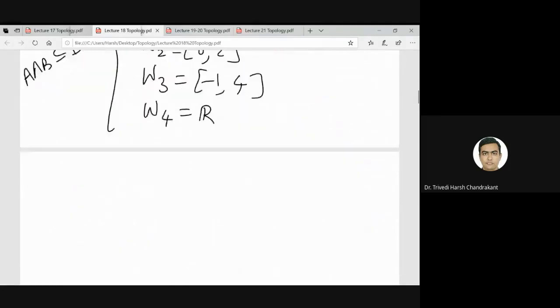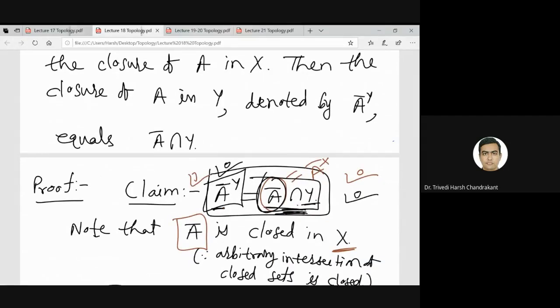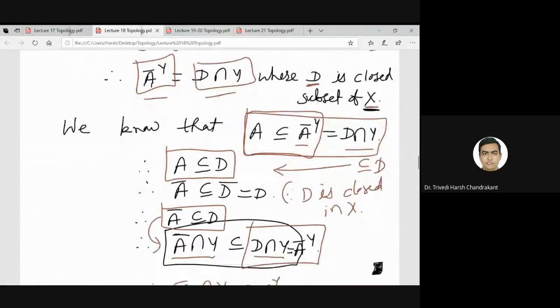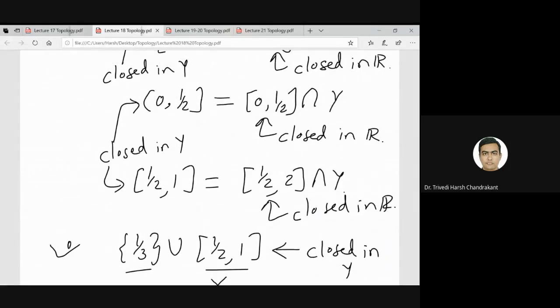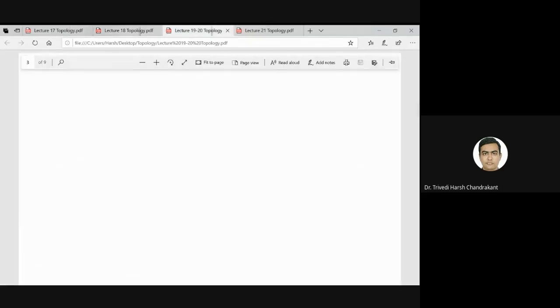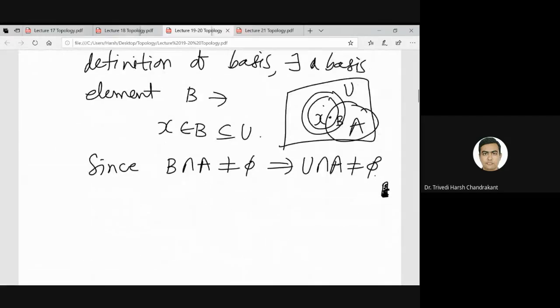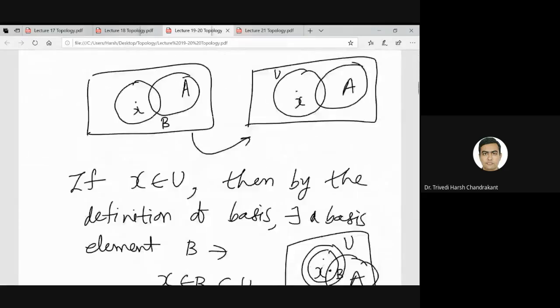We have also seen one result regarding the closure with respect to a subspace: if Y is a subspace of X and A is a subset of Y, then the closure of A in Y is equal to the closure of A in X intersection Y. We discussed some examples of this type, and some examples of closed subsets of Y. So in the previous lecture, we revised all these things, and then we discussed one result.